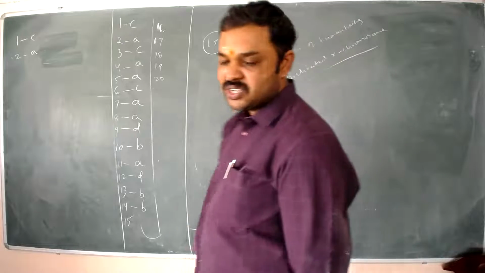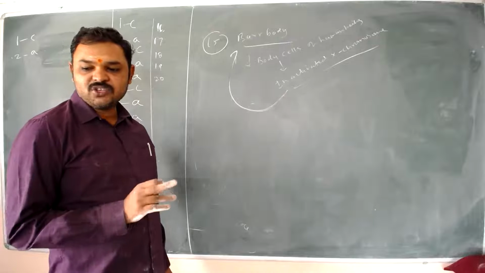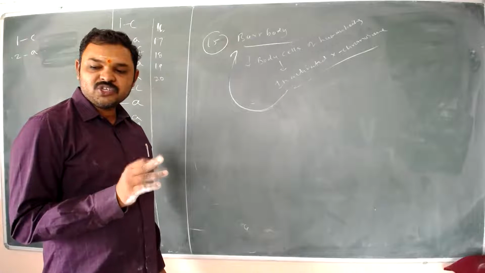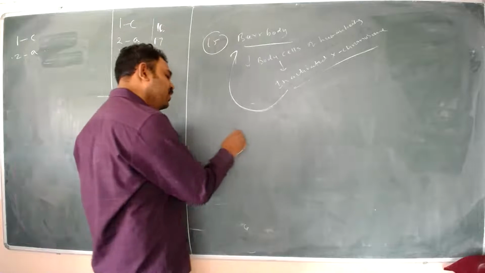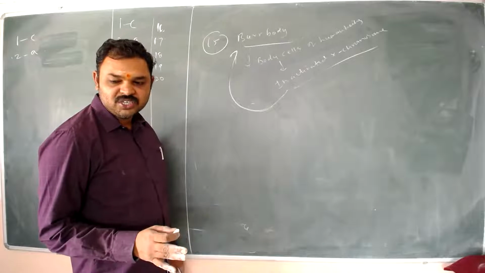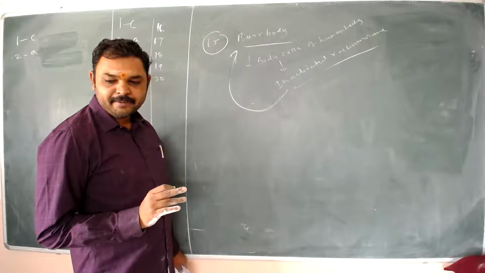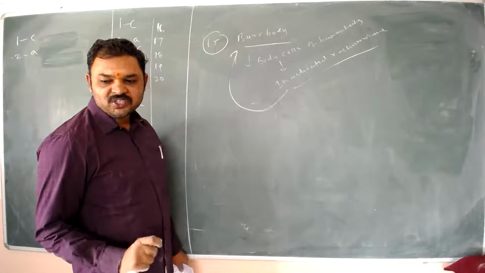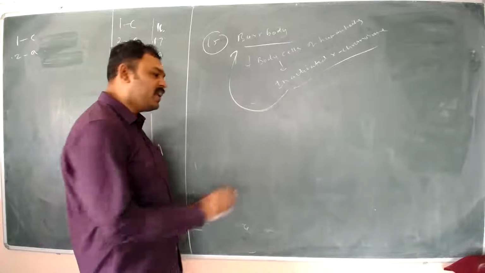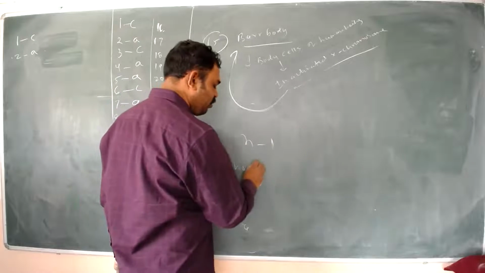Barr is a scientist's name. Murray Barr discovered this inactivated X chromosome. Inactivated X chromosome means out of 2 X chromosomes, one is inactivated. So for dosage compensation, the inactivated X chromosome is called the Barr body. Here we are using the n-1 principle, where n means the number of X chromosomes.